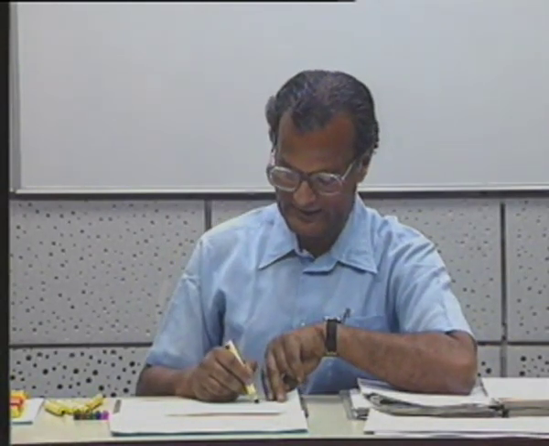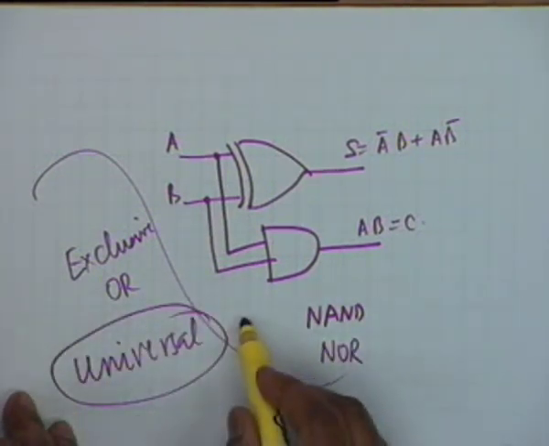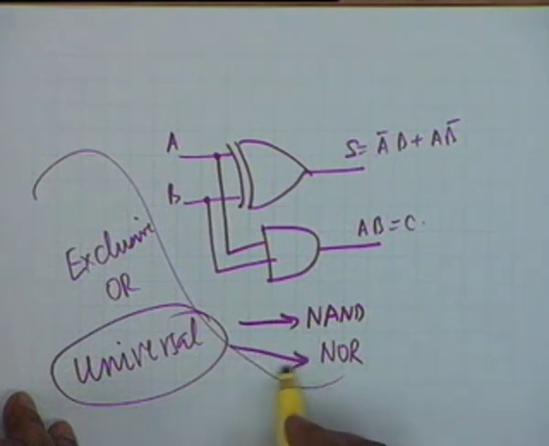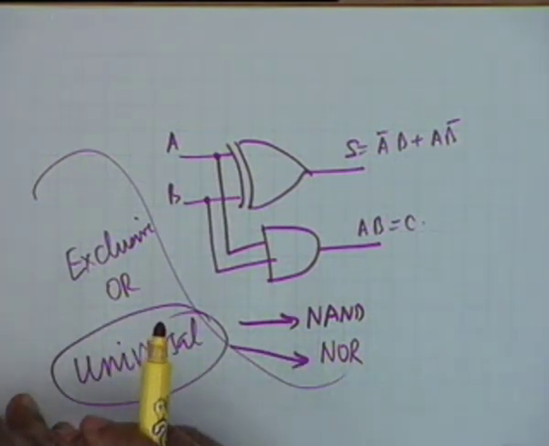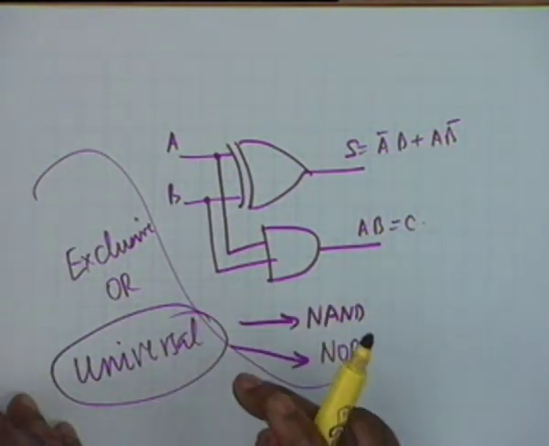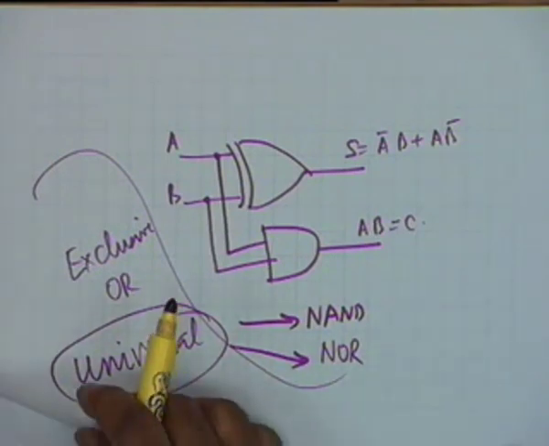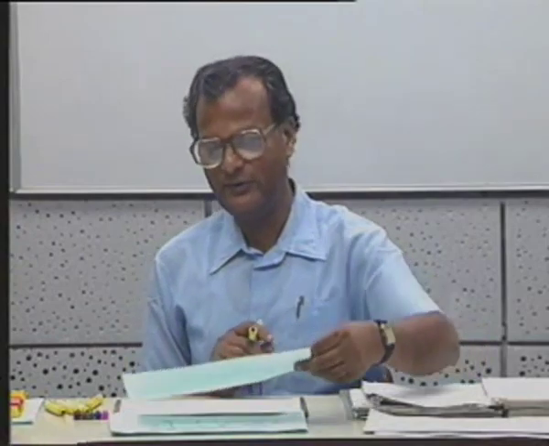Now I am introducing another term, universal. Universal gates are only these two, NAND and NOR. Universal gates are those with the help of which all other gates can be synthesized. Exclusive OR does not qualify in that category. Now let's look at a full adder.